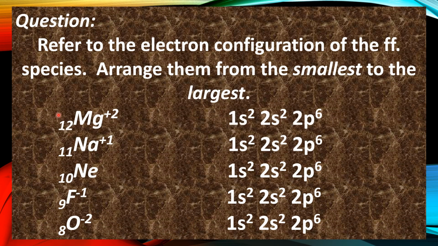The given question is: refer to the electron configuration of the following species, then arrange them from the smallest to the largest. We have magnesium positive 2 ion, a sodium positive 1 ion, a neutral neon atom, a fluoride negative 1 ion, and an oxide negative 2 ion. Each one of them has a configuration of 1s2, 2s2, 2p6.